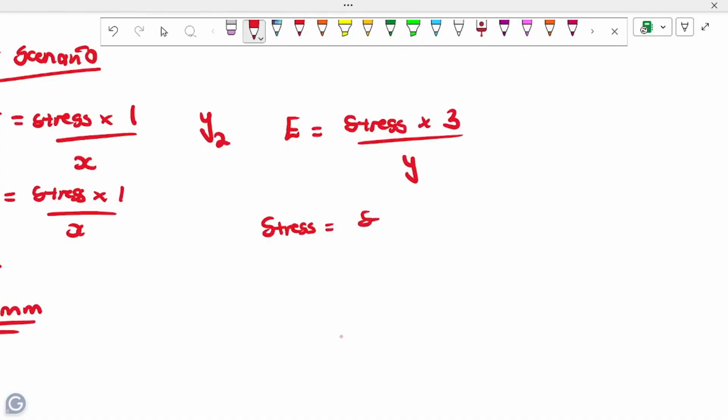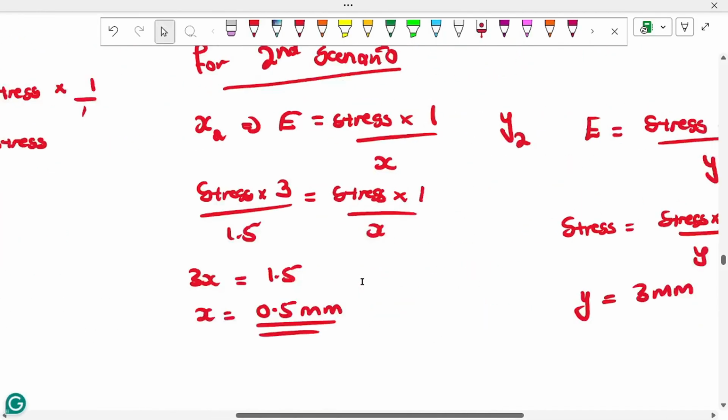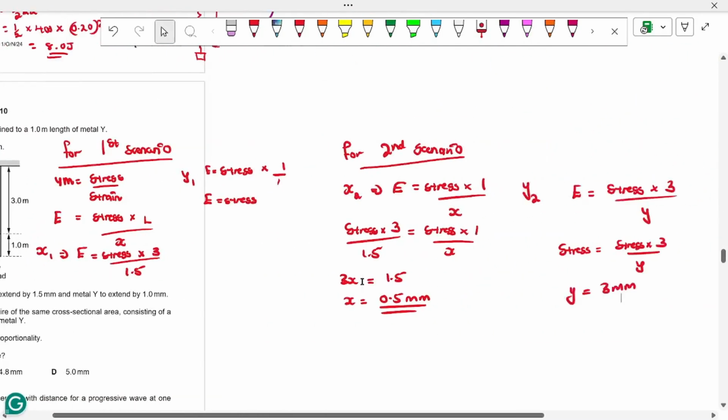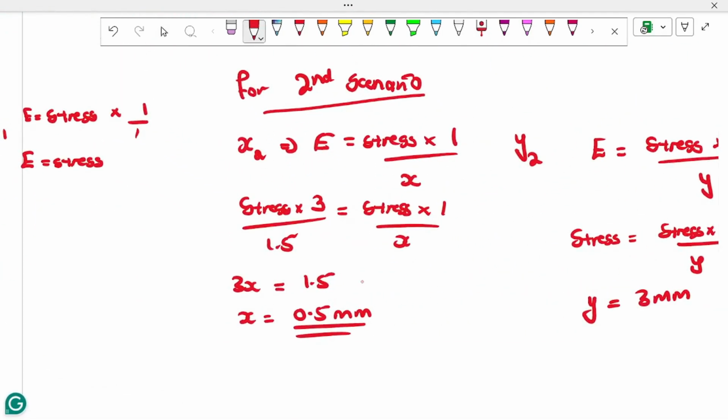So stress will just be equal to stress times 3 divided by Y. So my Y will just be equal to 3 millimeters. So I know that X extends by 0.5. I know that Y extends by 3. Punch both of them together.